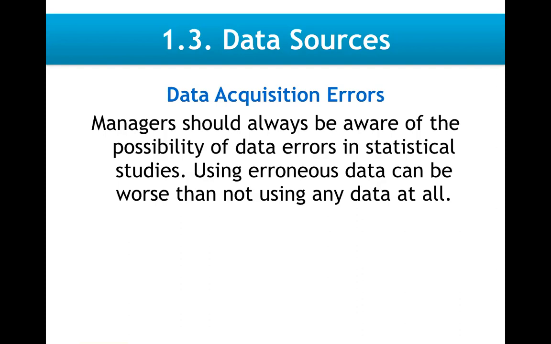So now we come to the end of the third section. We have seen three main subsections. The first was about existing sources, then statistical studies, and finally data acquisition errors. So we've come to the end.